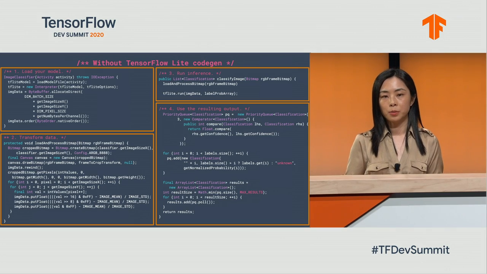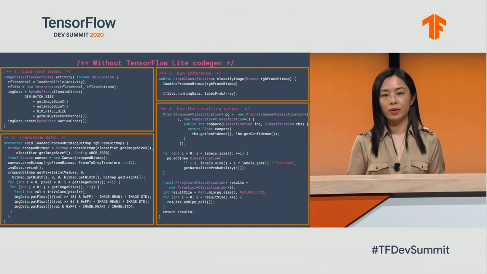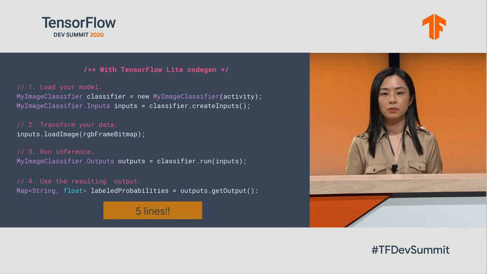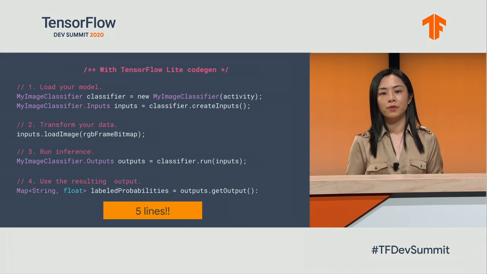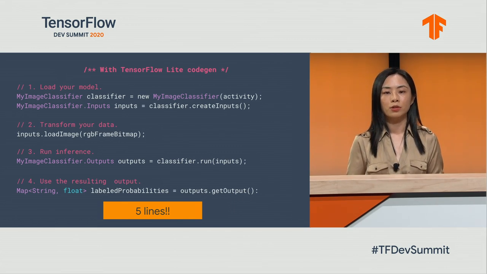Without TFLite support library and CodeGen, you will have to write a lot of boilerplate code to use a model, such as loading your model and setting up the interpreter, allocating memory for the input array, and converting the native bitmap instance to an RGB float array that the model can consume, and also post-processing the outputs for your app. But with CodeGen, the work is reduced to just 5 lines of code, with a single line for each step, such as load your model, transform your data, run inference, and use the resulting output.